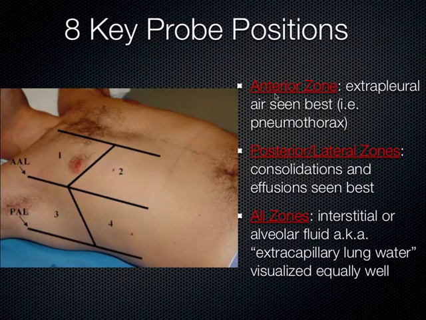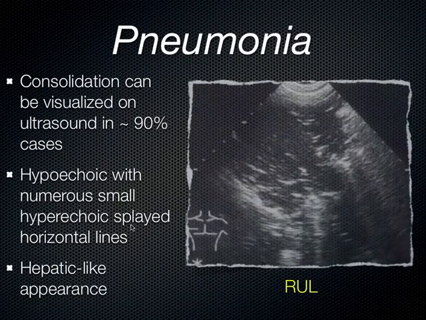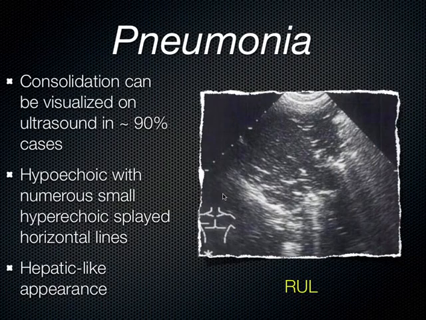The anterior zone is where the pneumothorax was better seen. So it's these zones back here that we're really going to be focused on looking for consolidations. And a consolidation or pneumonia can be seen on ultrasound in up to 90% of cases. And what you see is this hypoechoic area in the chest with numerous horizontal lines, these hyperechoic horizontal lines seen throughout.